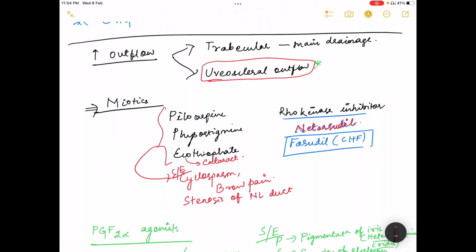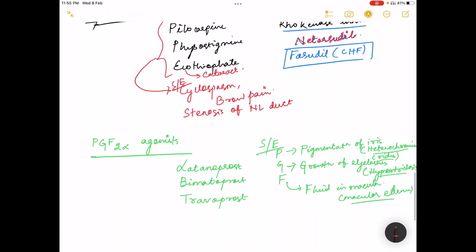The other part is we can increase the outflow. The outflow can be increased by the miotics: pilocarpine, physostigmine, and ecothiopate. The side effect of ecothiopate is cataract, and pilocarpine and physostigmine cause cyclospasm, brow pain, and stenosis of the nasolacrimal duct. Another group is the Rho kinase inhibitors, netarsudil and fasudil. Fasudil is used in congestive heart failure. This is a side question you need to remember when memorizing Rho kinase inhibitors.